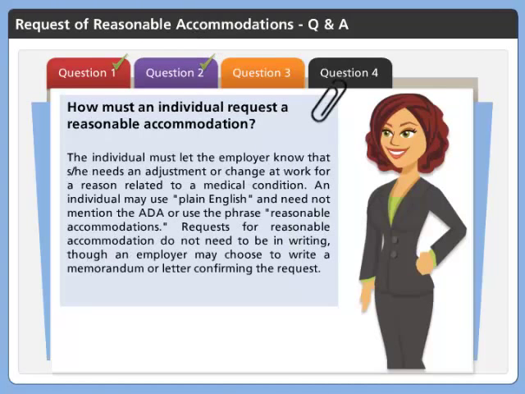How must an individual request a reasonable accommodation? The individual must let the employer know that she or he needs an adjustment or change at work for a reason related to a medical condition. An individual may use plain English and need not mention the ADA or use the phrase reasonable accommodation. Requests for reasonable accommodation do not need to be in writing, although an employer may choose to write a memorandum or letter confirming the request.